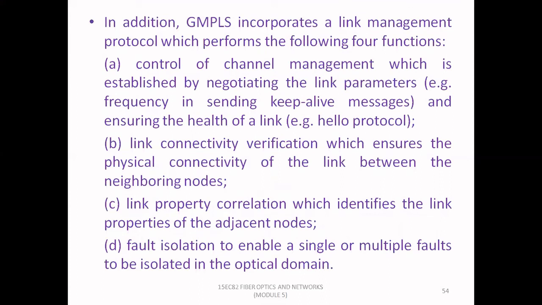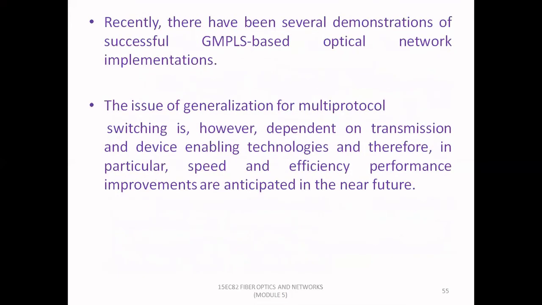First function is control of channel management, which is established by negotiating the link parameters and ensuring the health of a link. Second function, link connectivity verification, which ensures the physical connectivity of the link between the neighboring nodes. Third function, link property correlation, which identifies the link properties of the adjacent nodes. Last function, fault isolation, to enable a single or multiple faults to be isolated in the optical domain.